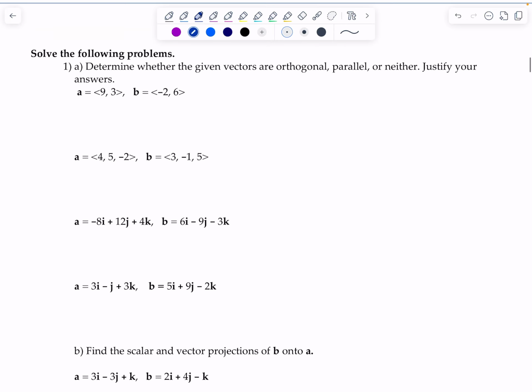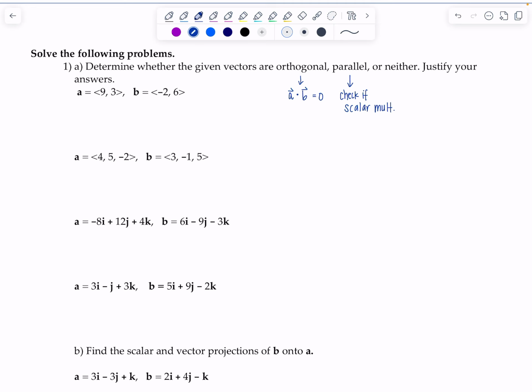Solve the following problems. Determine whether the given vectors are orthogonal, parallel, or neither. Justify your answers. Checking orthogonality is pretty easy. You just make sure that the dot product of the two vectors is 0. To confirm whether or not they're parallel, you have a couple ways, but the easiest is to check if they are scalar multiples of one another. And if neither of those two cases is true, then you just say neither.